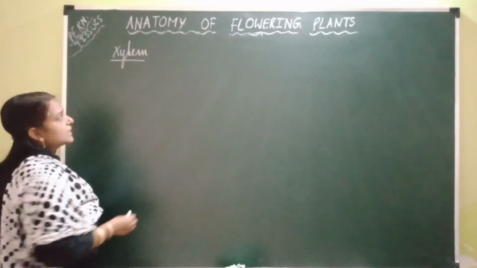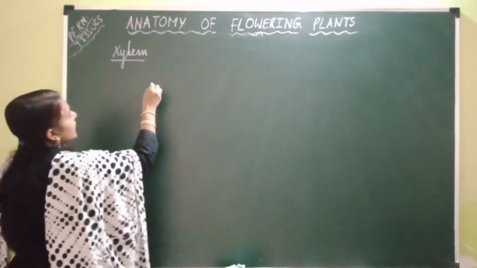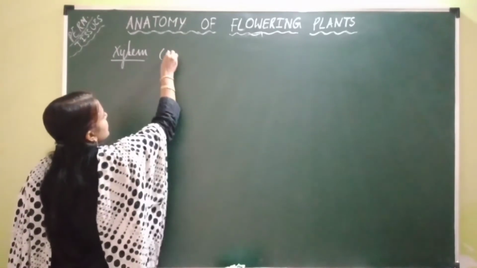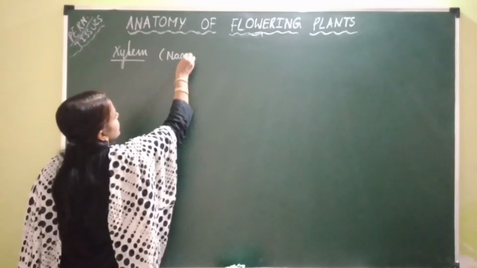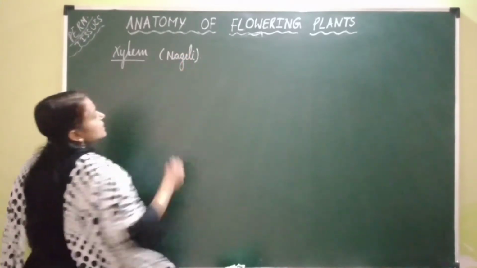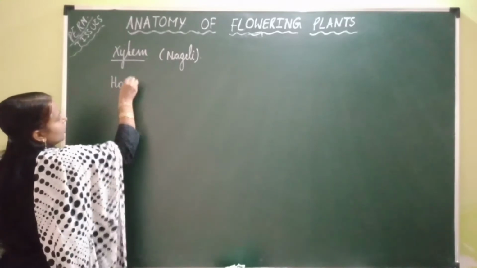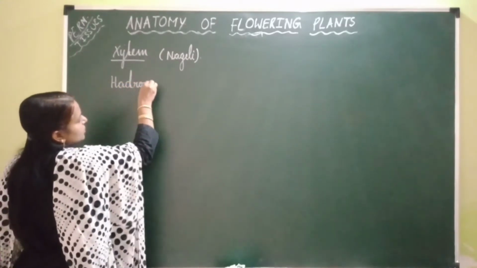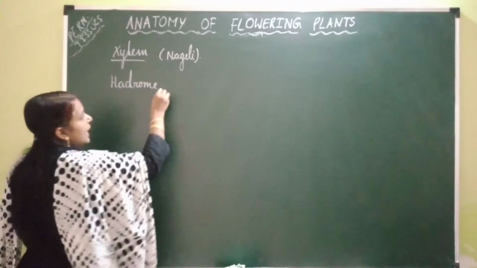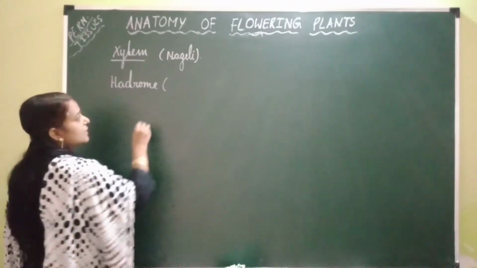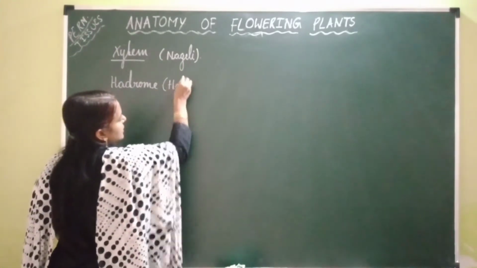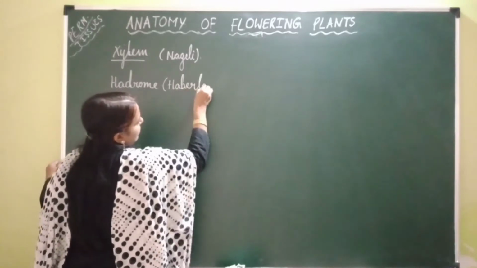The term xylem is given by the scientist Nageli, and this xylem is also called as hadrome, because it is involved in the conduction of water. This term hadrome is given by the scientist Haberland.